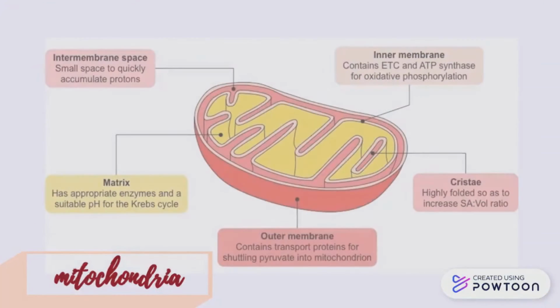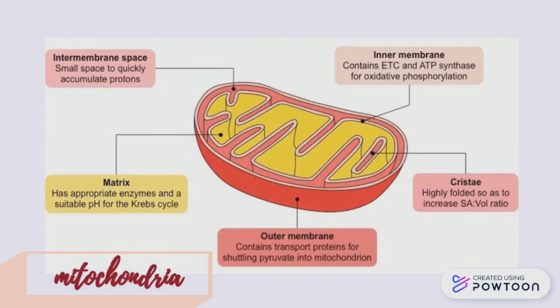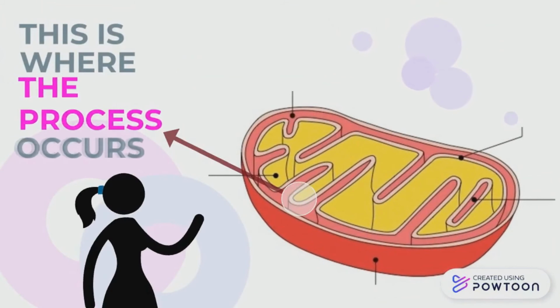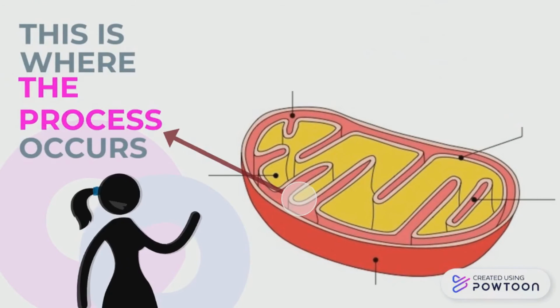So let's see, this is the mitochondrial structure. As you can see, the white circle there is where the process chemiosmosis occurs. So let's watch this video.